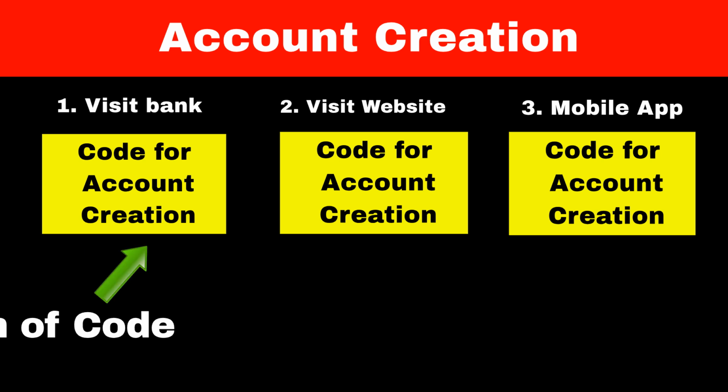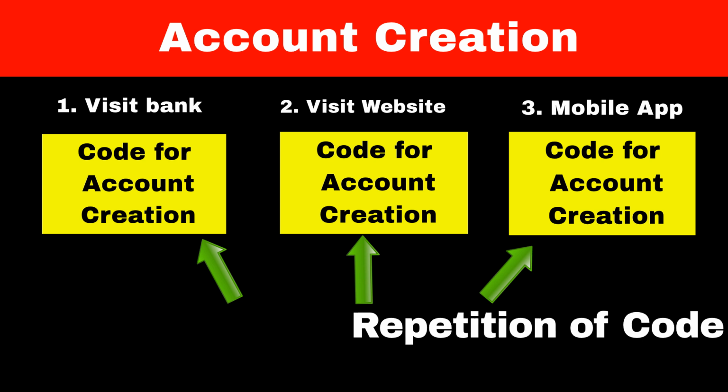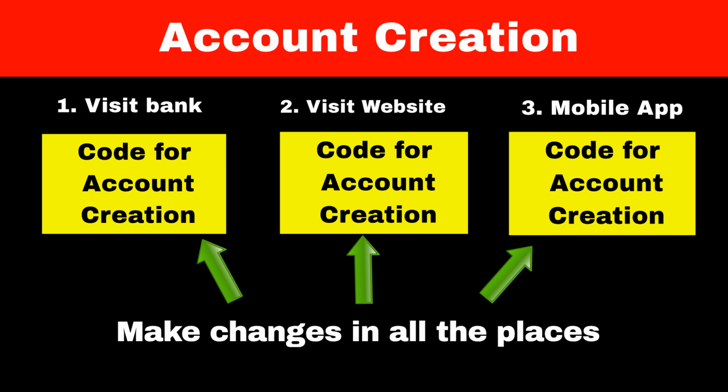It's a repetition of code. And in future, if the bank wants to change the process of account creation, then we have to make changes again in all these places. For example, consider if there are 5 ways to open a bank account, then we have to perform the same task 5 times and in 5 different places. Here the function comes into the picture.